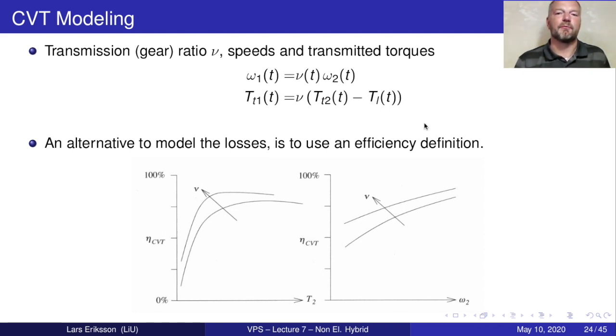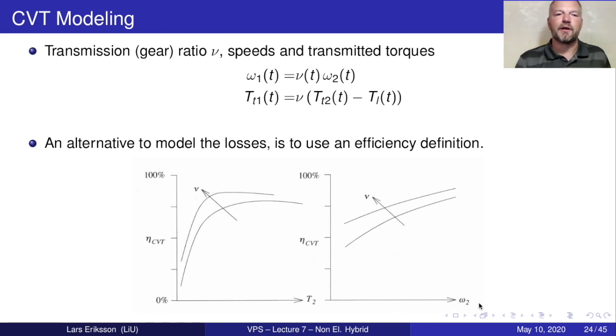So when we look at the modeling, we model the losses either like this, where we have a specific loss term that we're modeling, or we can model it using an efficiency definition, and we can see how the operation of the CVT depends on loading torque or gear ratio. So with gear ratio we get higher efficiencies, and here we have how it depends on the angular velocities.